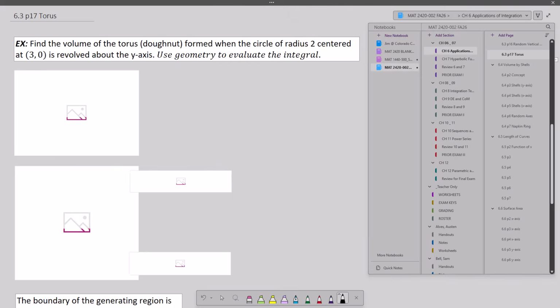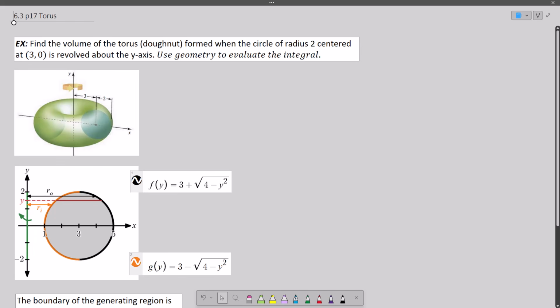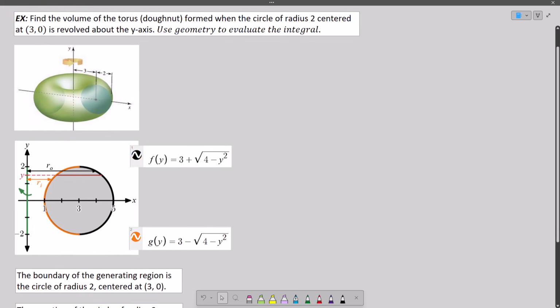Let's take a look at a torus or a donut. If you like voodoo donuts, you can find the volume of your voodoo donut using this technique. So a torus is generated by taking a disk and rotating it around an axis. And the question is, well, what's the volume of that three-dimensional object, that torus?